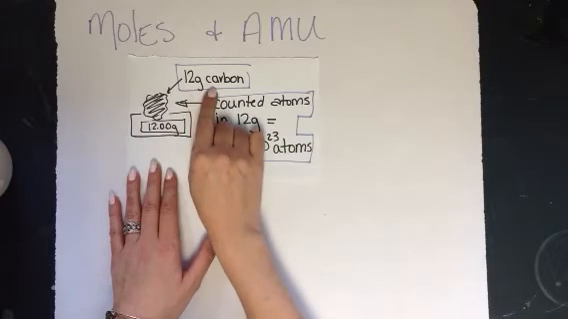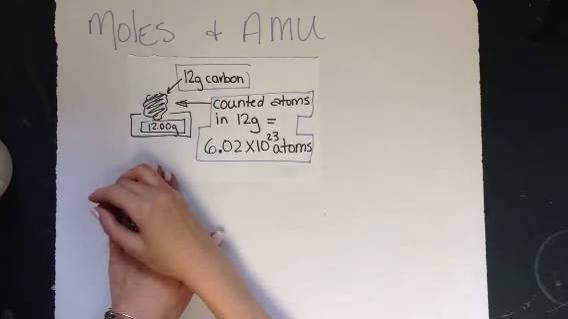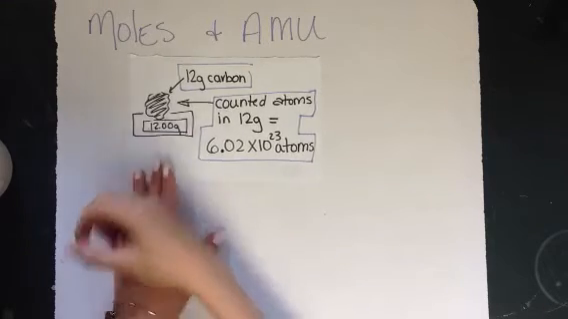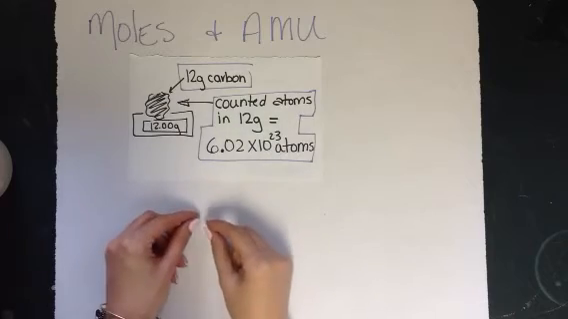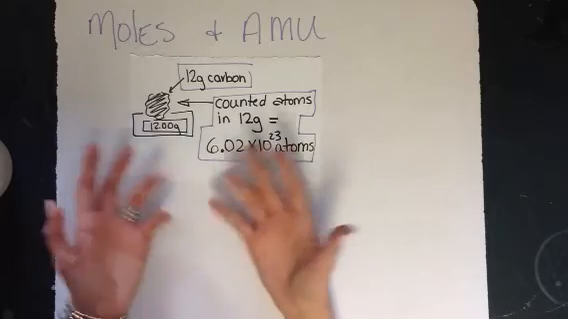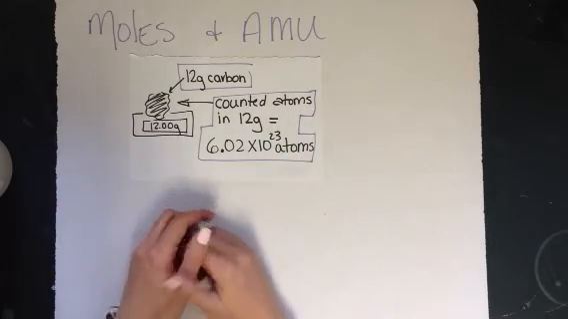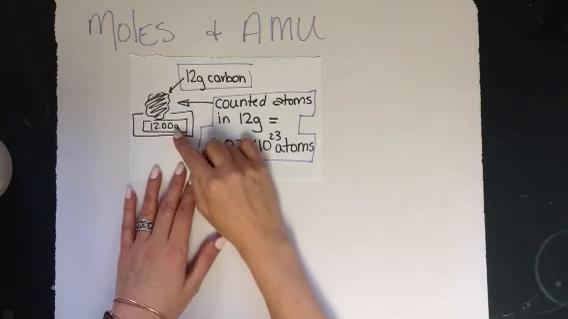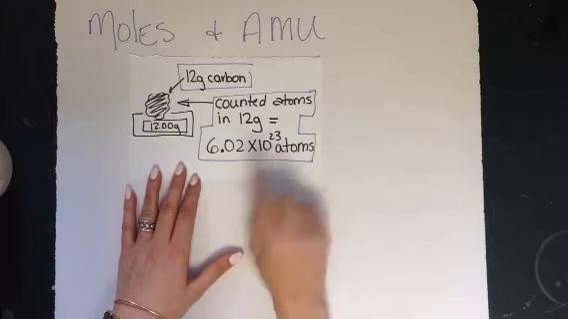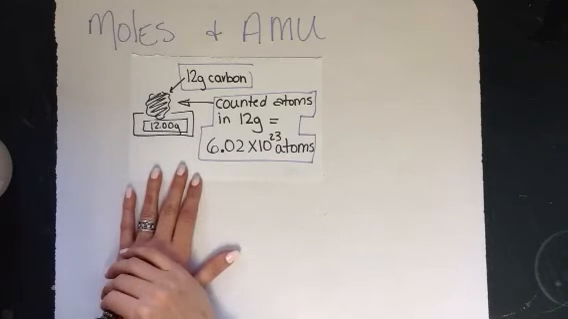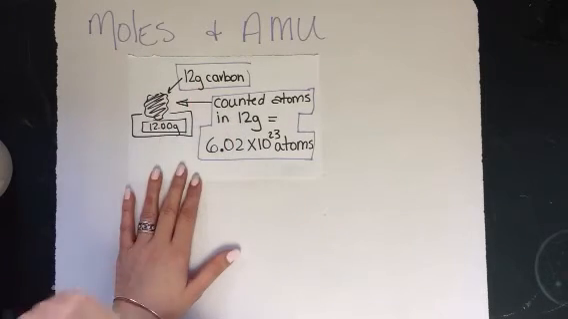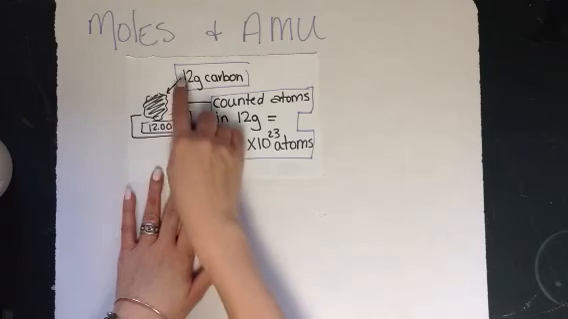From that 12-gram sample of carbon, he said, I'm curious, how many atoms are in that 12 grams? Now, it would be nice to say that he actually hand-picked each one out, but that's hard to do because atoms are really small. So he figured out a way, probably mathematically, to figure out how many atoms there were. And you know what his answer was? In 12 grams of carbon, there were 6.02 times 10 to the 23rd atoms. That's where he got that number from. Avogadro got that number because in his lab one day, he counted or figured out how many atoms there were in 12 grams of carbon.